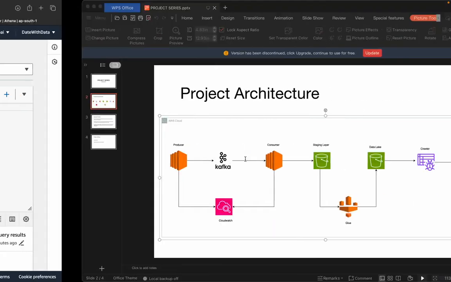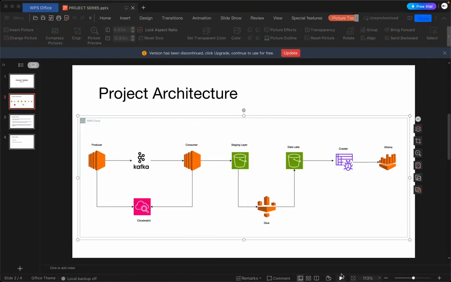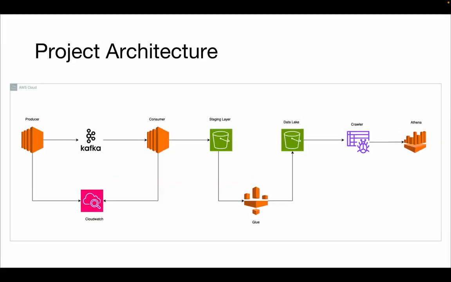So by doing this, we have successfully completed our overall project. What we have done, let's go through each one of them one by one. We have created a producer application and written data to our Kafka topic. Then we have created a consumer application that takes data from the Kafka topic and writes it into a staging layer.